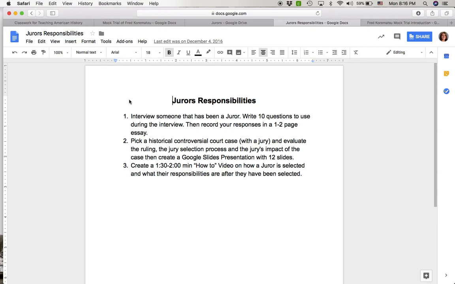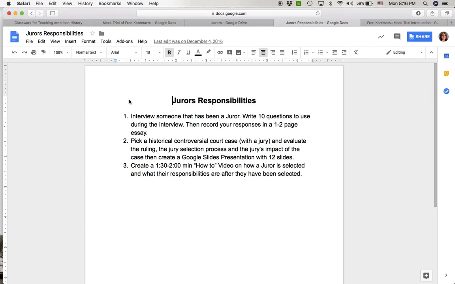Option number 2, you can pick any historical, controversial court case with a jury. Okay, so it's not a Supreme Court case, it's a case with a jury, and evaluate the ruling, the jury selection process, and the jury's impact on the case. And the way you're going to be turning this in is through a Google slideshow. Your Google slideshow must have 12 slides.